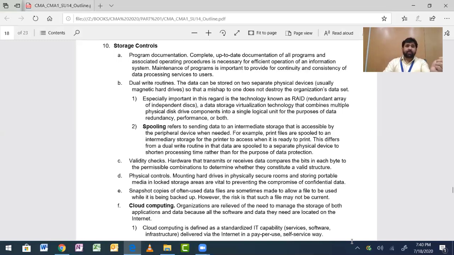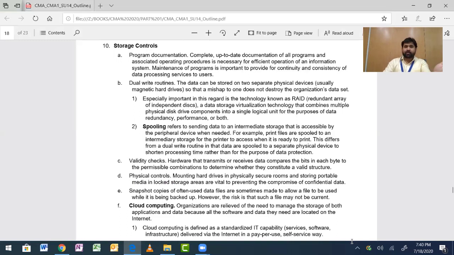Physical control, mounting hard drives in physically secure rooms and storing portable media in locked storage areas, is vital for preventing the compromise of confidential data. Obviously, physical control means physically you are trying to save things. So how can you do that? By putting the hard drives or the CPUs in a room where access is not permissible to everybody.